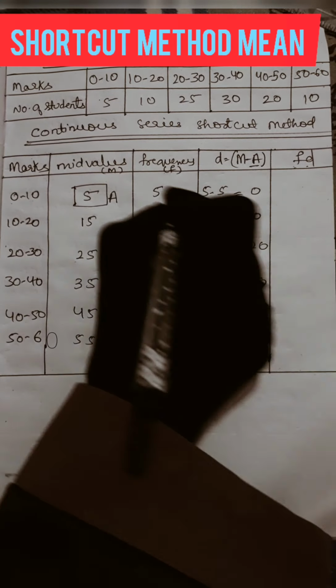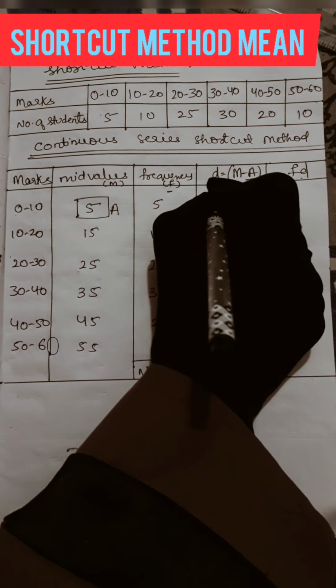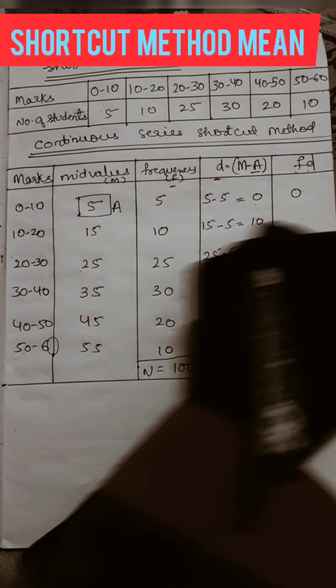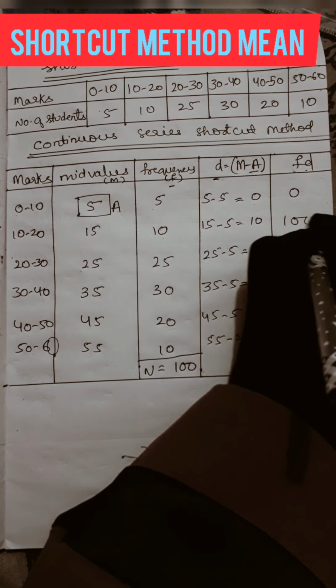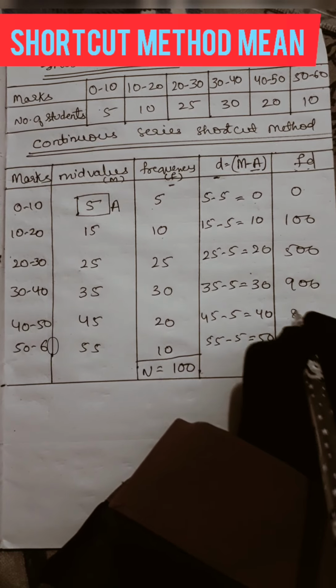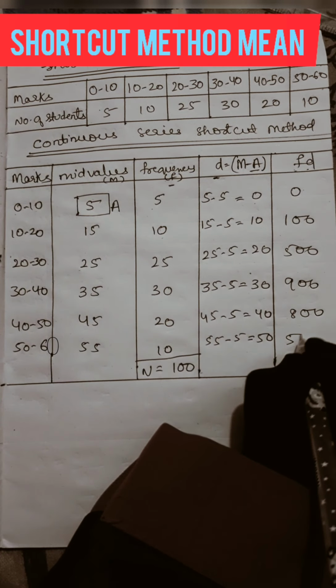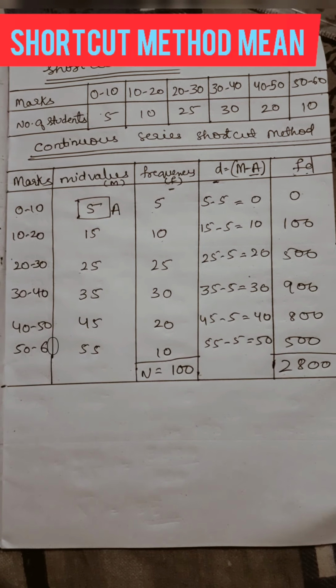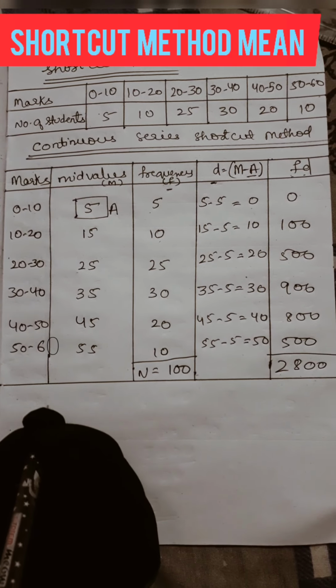Now calculation of FD. Multiply frequency with D. 5 zeros are 0. 10 tens are 100. 500, 900, 800, 500. The sum of FD will be 2800.